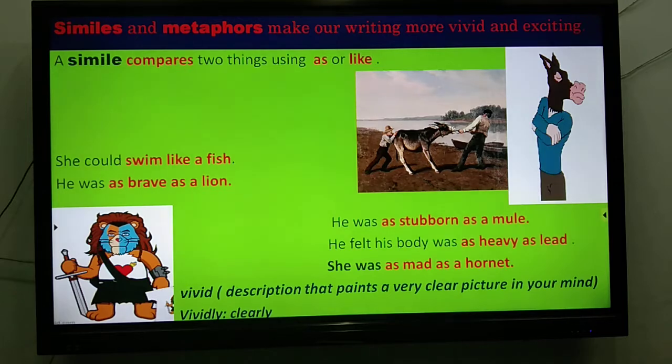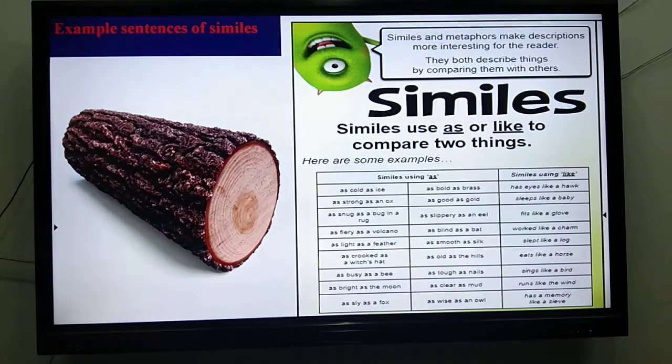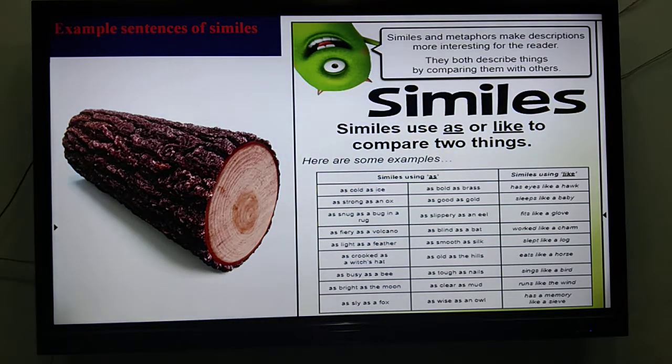And what is our sentence structure? She could swim like a fish. He was as brave as a lion. So this is the structure where we use as or like. I am sure it is clear. Let us see the next slide. Now we have some more examples of similes.